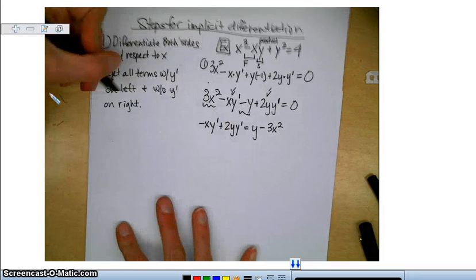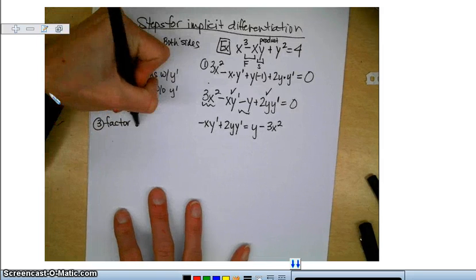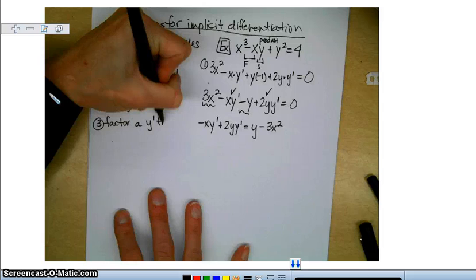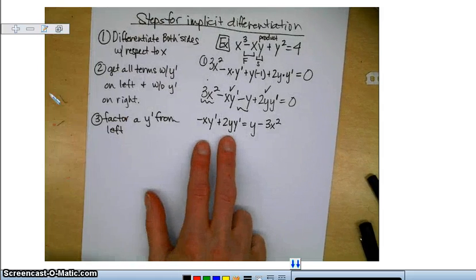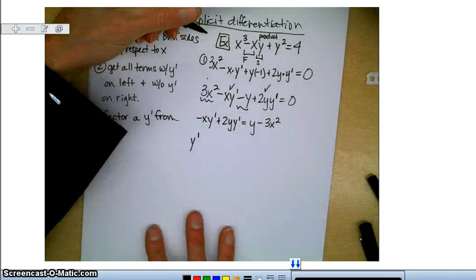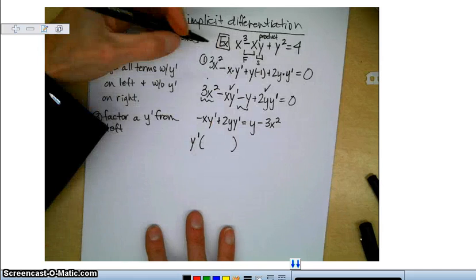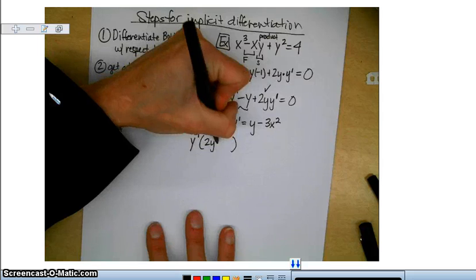So, third step. Factor out a y prime from the left. Notice you got all the terms that had y prime on one side, so now you're going to factor that y prime out. And what is left inside? Writing the positive term first, 2y minus x.